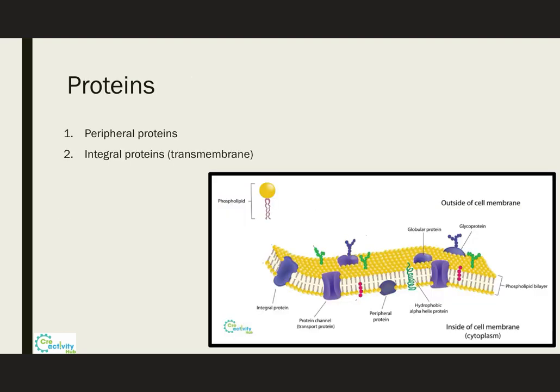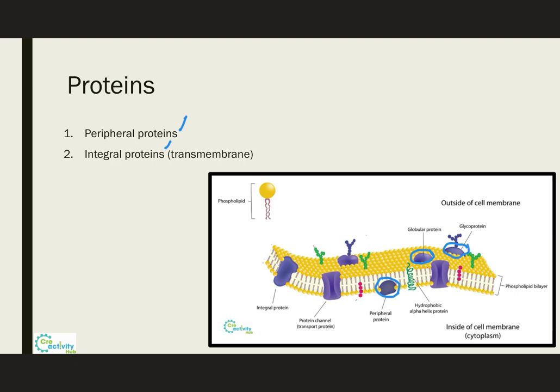Let's start with the proteins. There are two general types of membrane proteins, the peripheral proteins and the integral proteins. The peripheral proteins, like the name says, will be only on the periphery, meaning that they are going to be attached to either the inner or outer membrane surface, and this will depend on their function. An example would be the glycoproteins.